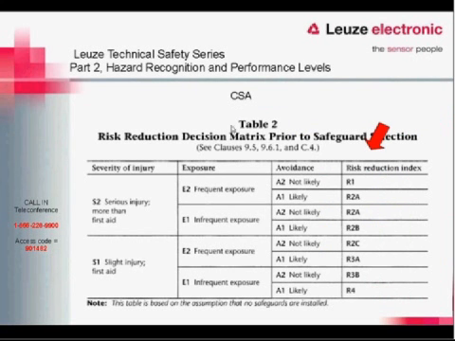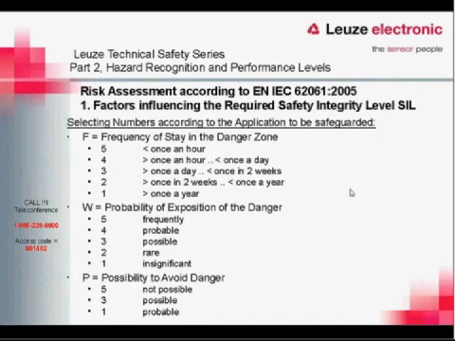CSA has a little different version of it, risk reduction index, basically following the same type of path though. Severity of the injury, exposure, and avoidance, they just say it a little differently. And then we have safety integrity level, which actually puts a number to each one of these, which you then add up, and that number determines what type of safety integrity level is necessary.